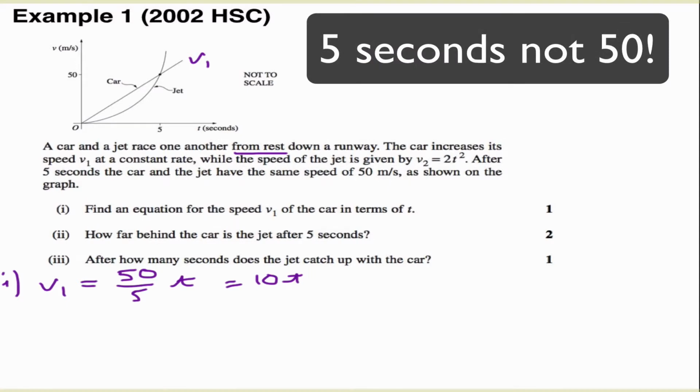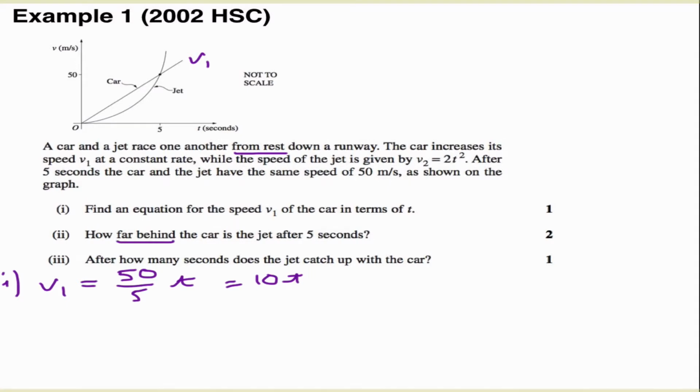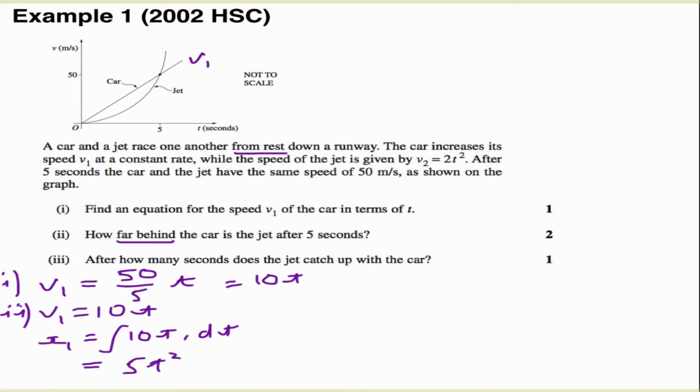How far behind the car is the jet after 5 seconds? Well, how far behind is asking us to find the distance the car is behind the jet. So we now need to find the expressions for the displacement for both the jet and the car. We've been given V1 is equal to 10t, so to find x1 we simply have to integrate that velocity expression with respect to t. And if we do that, we get 5t squared plus c.